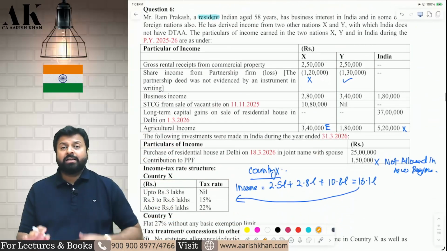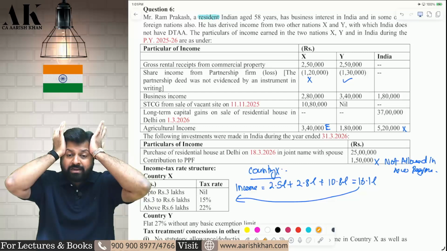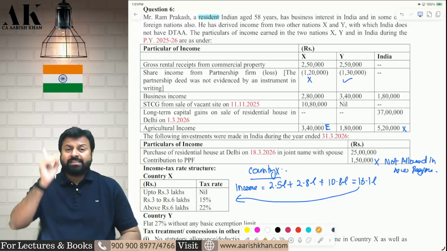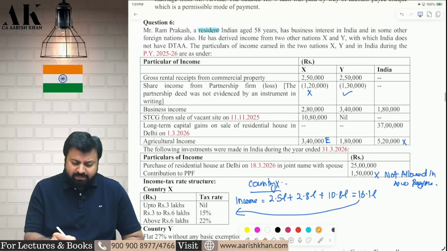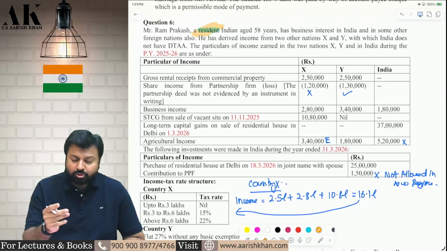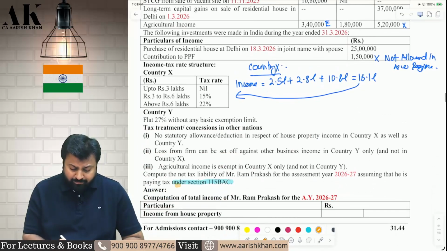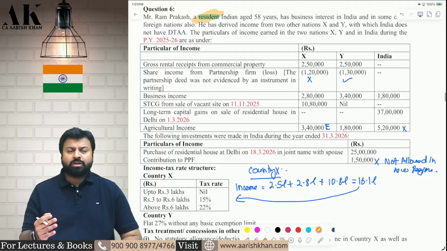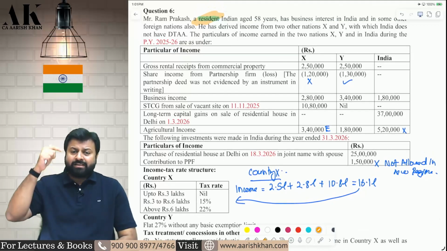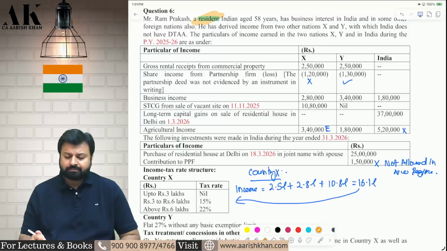Question number 6, very dangerous question. This is the best question on DTAA across the book. Best. No DTAA question can be better than this. First of all, Mr. Rakesh or Mr. Ram Prakash, whomsoever it is, is a resident. You need to compute the income and tax liability as per the new regime, 115BAC. And Mr. Rakesh or Mr. Ram Prakash, whomsoever it is, is earning income from 3 countries: country X, country Y and India.